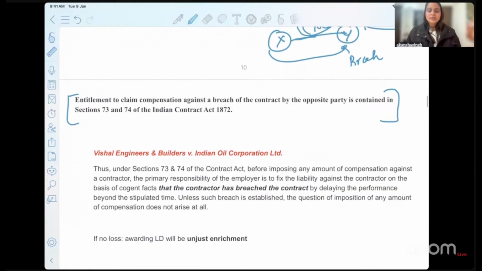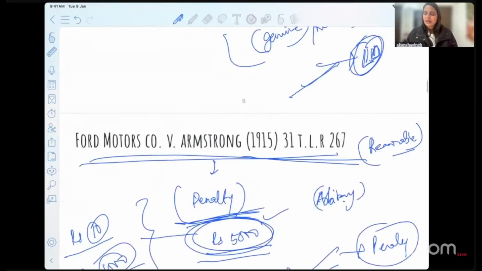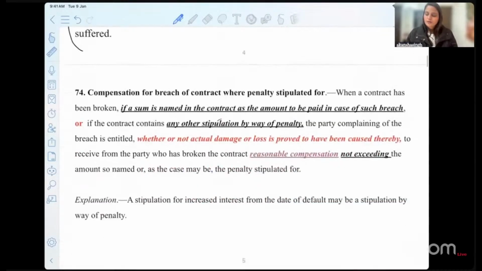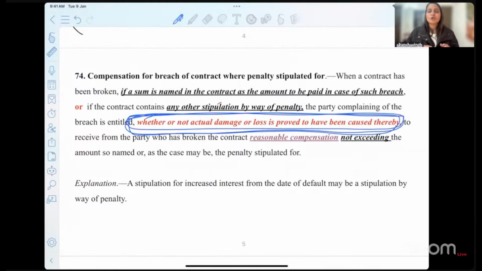So it says your entitlement to claim compensation against a breach of contract by the opposite party is contained in both section 73 and 74. As you go to the court in section 73, likewise you have to reach the court in section 74 as well. Now, why did this confusion happen in the first place, ma'am? This happened because of this particular red part. There's a reason I've highlighted this in red, because this is the area of caution while reading this particular provision.